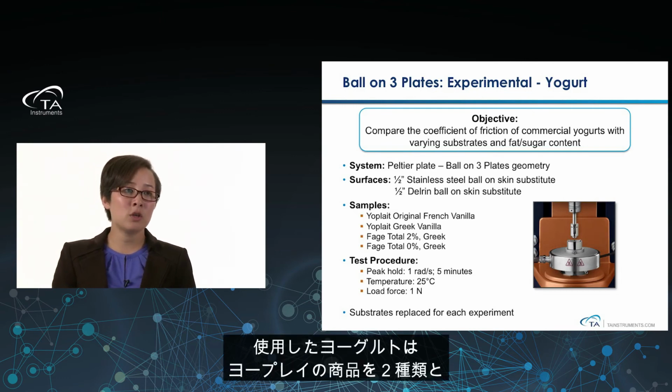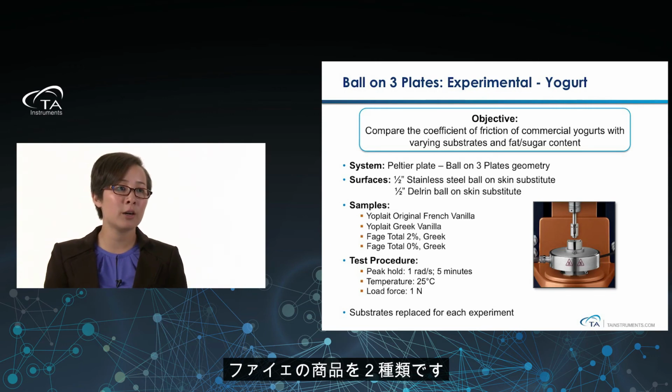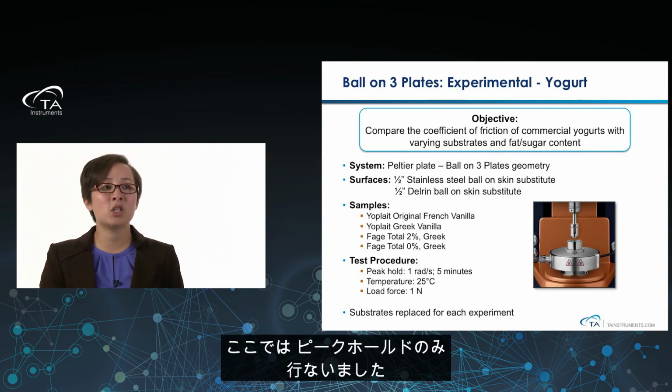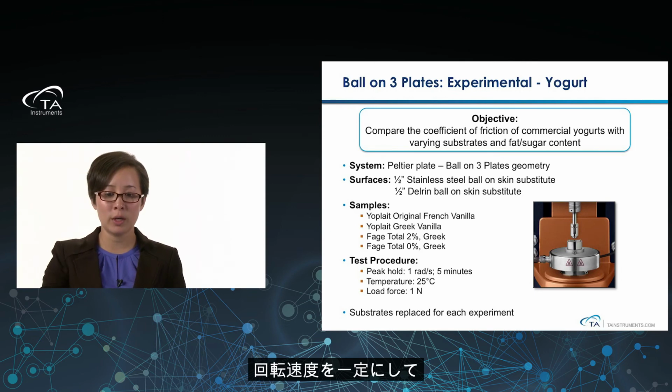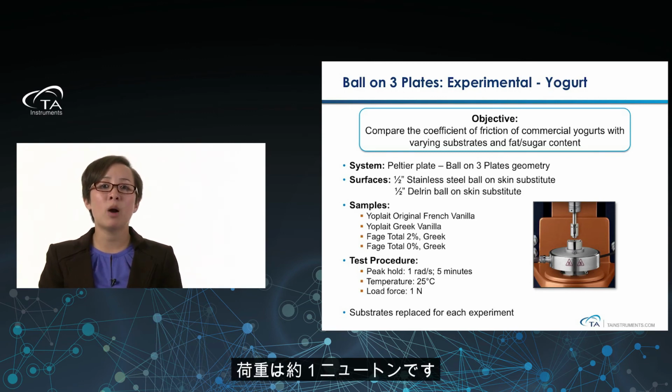The different yogurts we used were two versions of Yoplait and two versions of Fage yogurt. In this case, we just did a single-point test. We wanted to do one constant rotational rate and see what the coefficient of friction was at that specific rate, at a load force of about 1 newton.